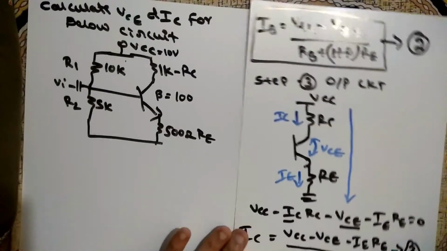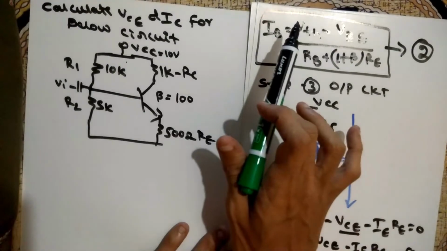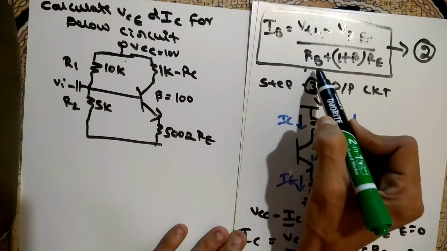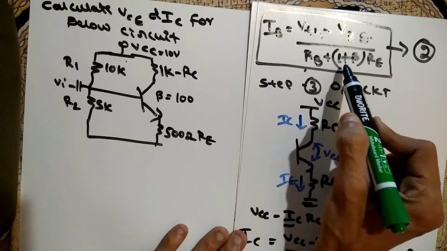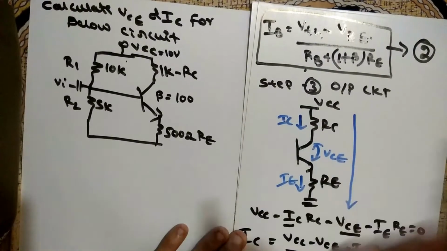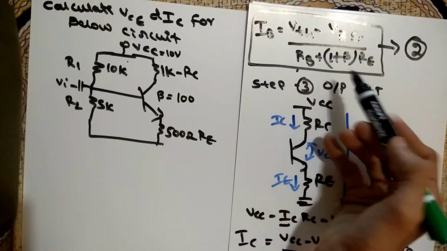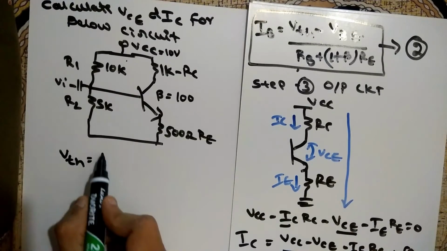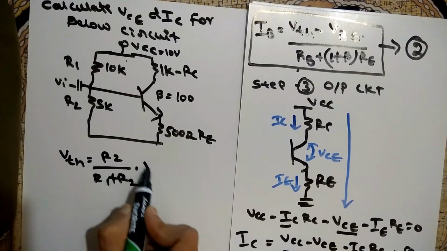So we can go for another formula, for IB. Here we can use this technique. VB we know, 0.7, and RB is nothing but RTH. We can find RTH because R1 and R2 are given. RE we know, beta we know. So we can find IB first. To do that, we first have to find VTH and RB. The VTH formula is R2 divided by R1 plus R2, into VCC.